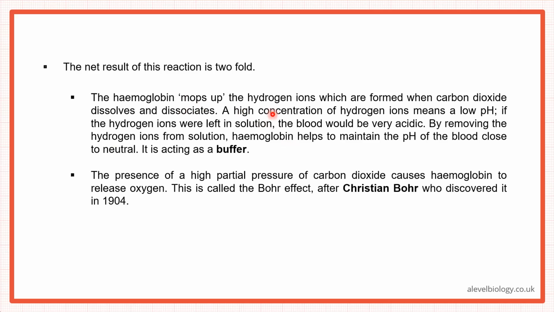A high concentration of hydrogen ions means there is a low pH. If the hydrogen ions were left in the solution, blood would be very acidic. By removing the hydrogen ions from the solution, hemoglobin helps to maintain the pH of the blood close to neutral. That's why hemoglobin is actually acting as a buffer, right?